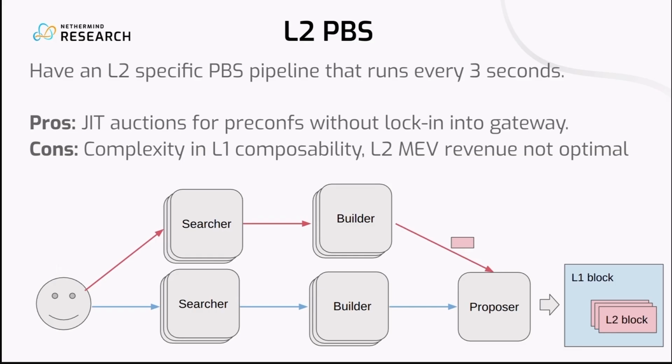So you don't have a lock-in into a specific gateway ahead of time. So you retain the just-in-time auction part of PBS in L1 that we have in L1 PBS. It's nice, but the cons is that, as I mentioned before, you have two separate block building pipelines, so the L1 composability is made harder. And also that L2 MEV revenue might not be optimal.